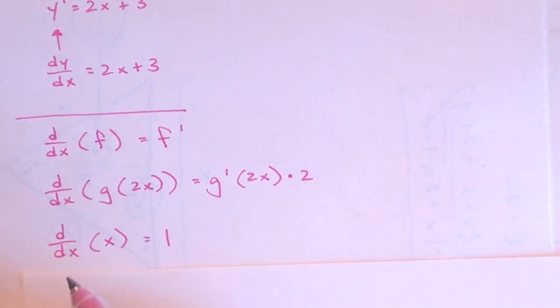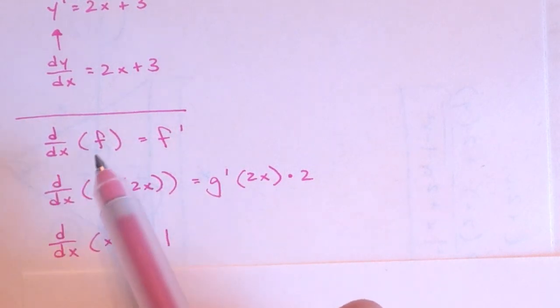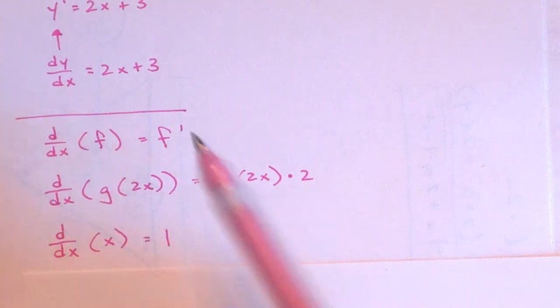So if it's just x, then you take the derivative and you get a 1 instead. But if it's in terms of x and it's a g, then you have to write g prime. If it's in terms of x and it's an f, then you have to write f prime, right?